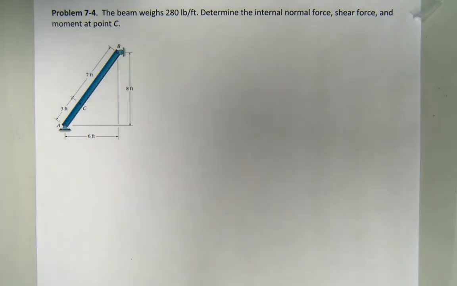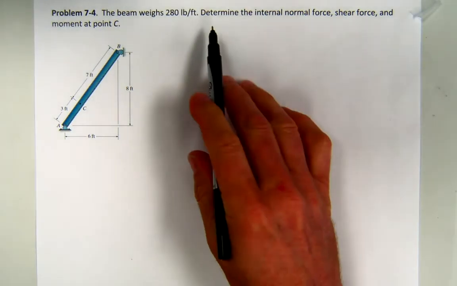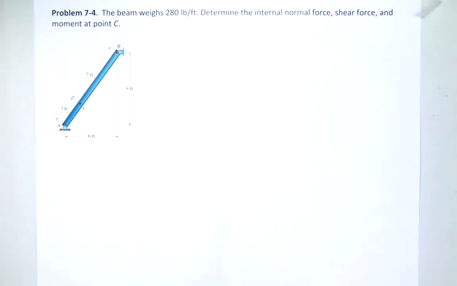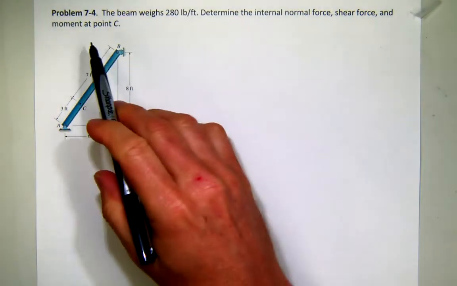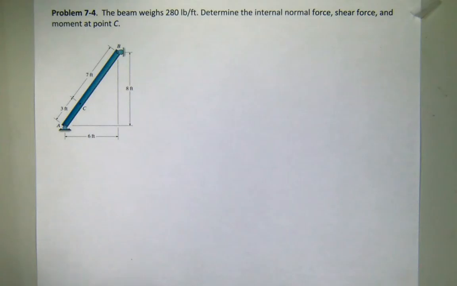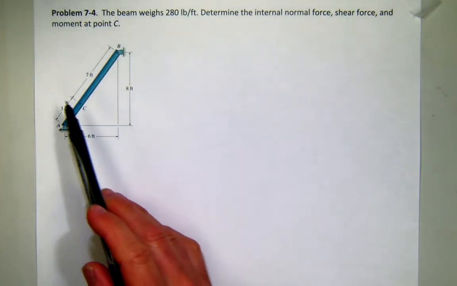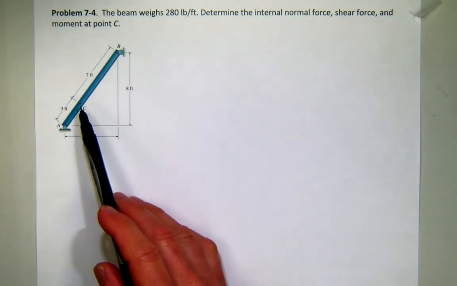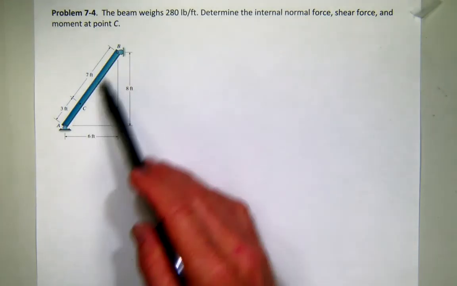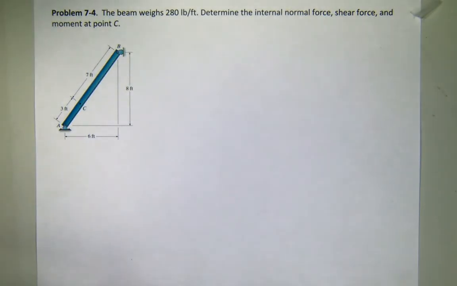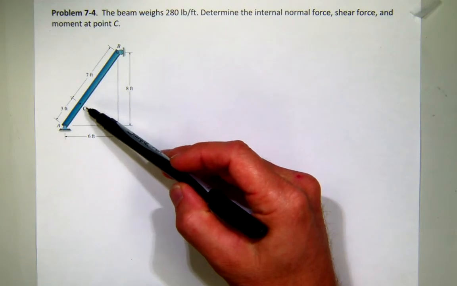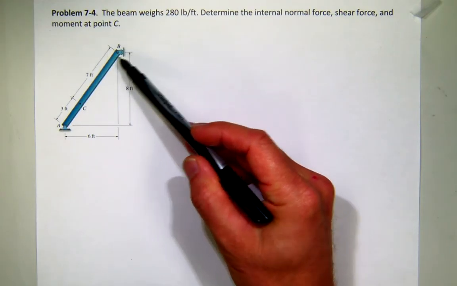So this is problem 7.4 in your book. It tells you that the beam weighs 280 pounds per foot, and it wants the normal force, the shear force, and the bending moment at C. So if I cut it here at C, what side of the beam do you want to work? The upper part, or the lower part? I guess I would probably be more inclined to work the upper part because I know at B I only have one unknown.